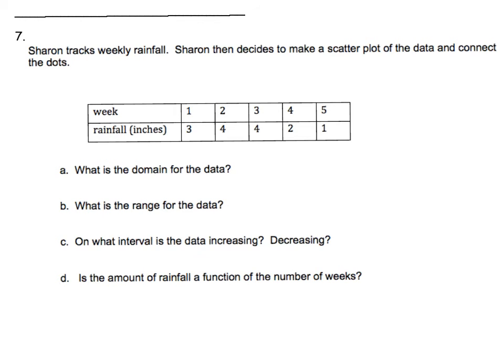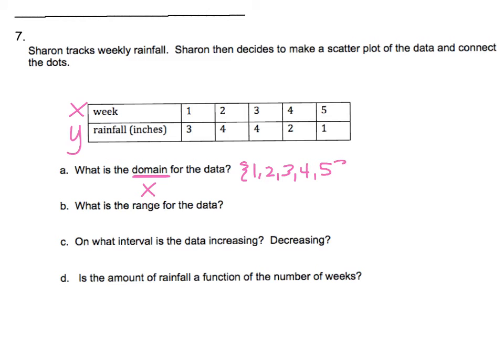Our next problem is tracking rainfall and then answering the question. So we have our weeks and we have our rainfall. So it first asks, what is the domain? Remember, we have X and Y in a table. Domain is always our X values. So when you don't have a lot of numbers, you could simply list them in your curly brackets: 1, 2, 3, 4, 5.